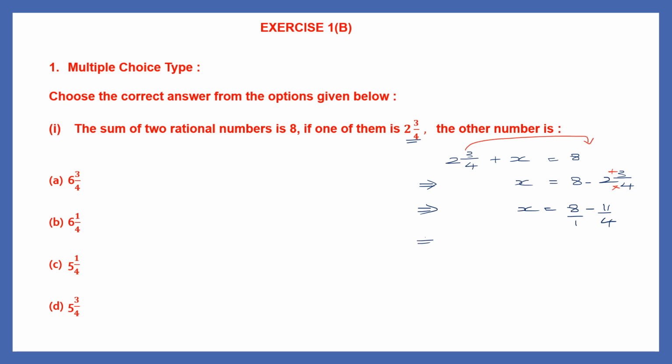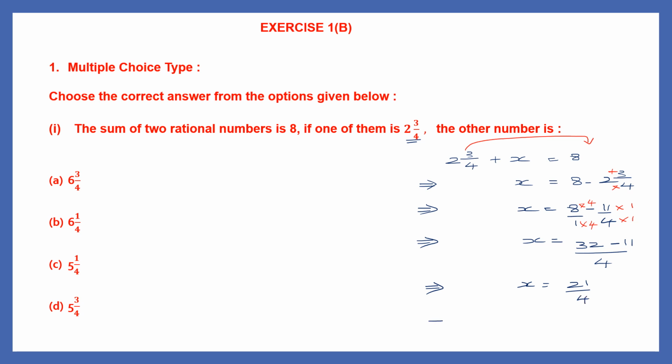Now to find the value of x, we have to find the LCM here. The LCM of 1 and 4 will be 4. So take the first rational number 8 by 1. Look at the denominator 1. 1 into 4. So 8 into 4. 8 4s are 32. Minus, take the second rational number, denominator is 4. 4 1s are 4. So 11 1s are 11. 32 minus 11. So the value of x here is 32 minus 11 is 21 by 4.